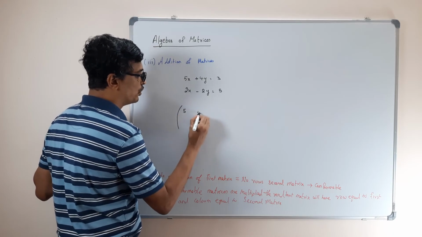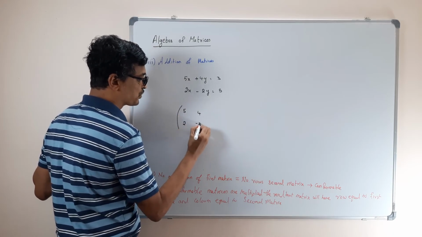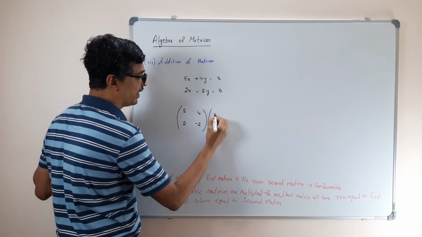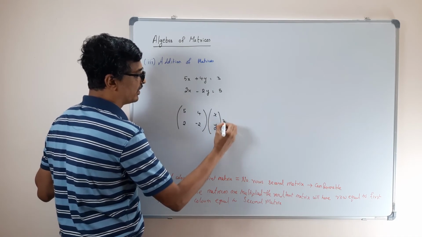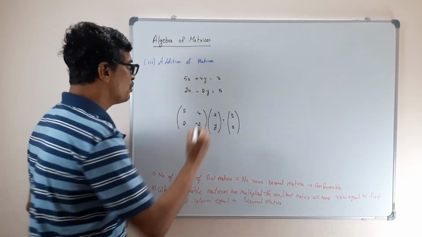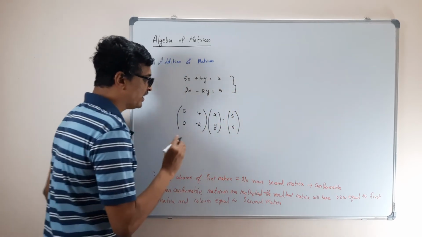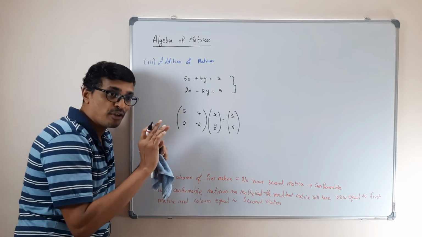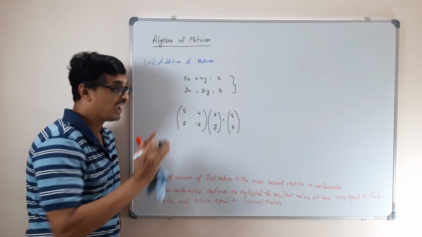5, 4, 2 and minus 2, and here it will be x, y, and here it will be 3, 5. Okay. Now I am going to write this equation. I want to see what will happen if I add two matrices. I can see it from here itself.